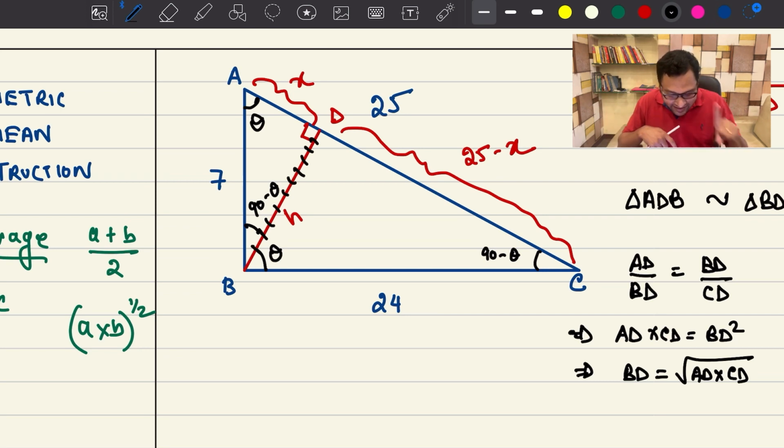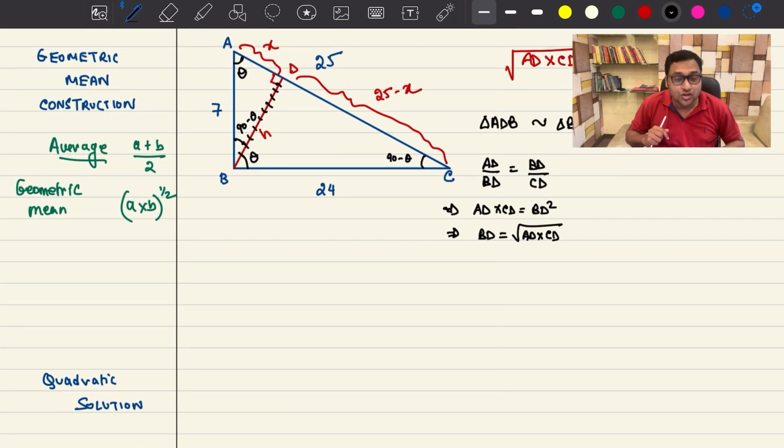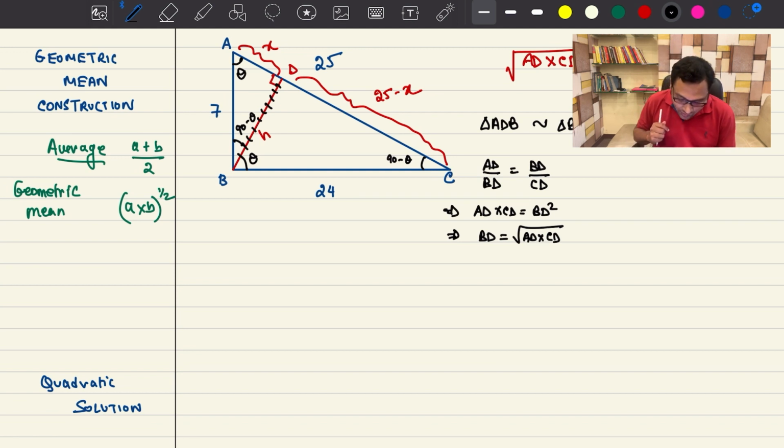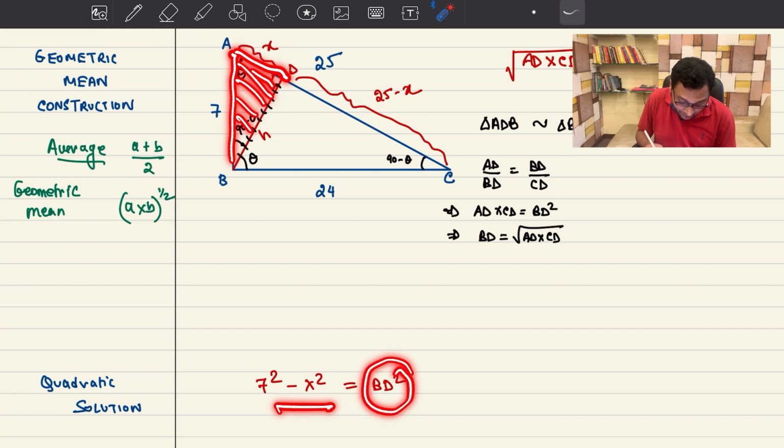Okay? The final thing is that we want to use pure algebra to solve the previous problem, the one that was asked in ISI. So this is very simple. This is the quadratic solution strategy. So what you do, you notice that 7 square minus x square is BD square, right? So in this triangle, 7 is the hypotenuse, x is the base. So 7 square minus x square is equal to BD square.